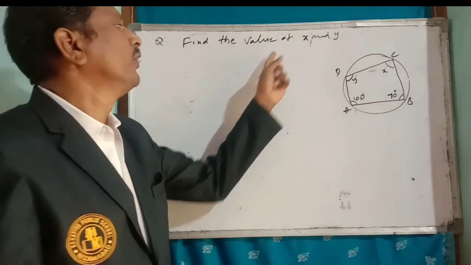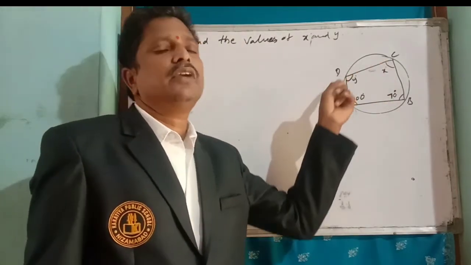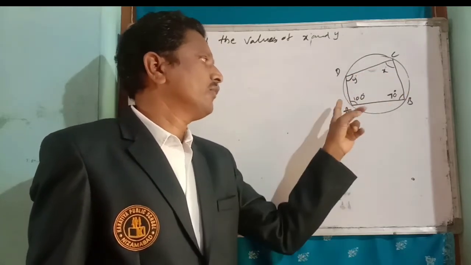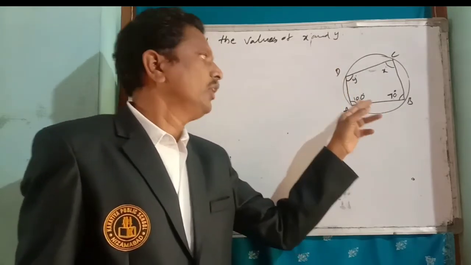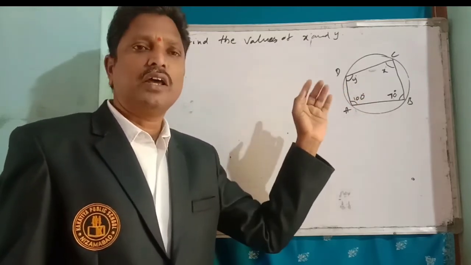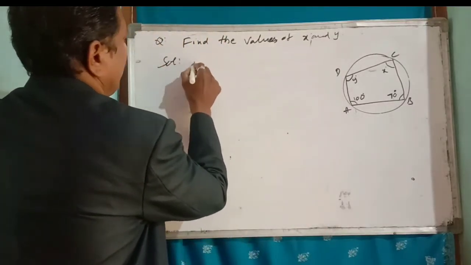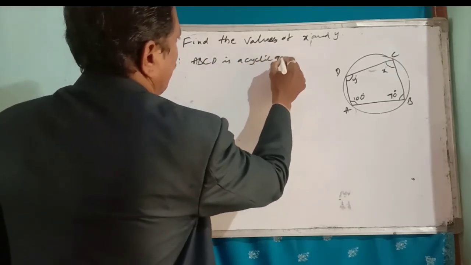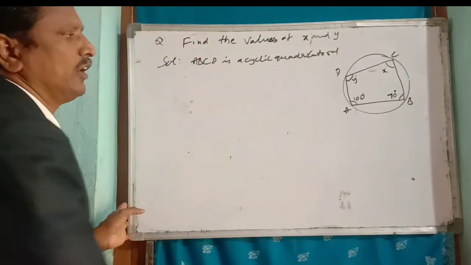Now one more question. Find the values of x and y. See here, ABCD is a cyclic quadrilateral. Why? Because the four vertices of quadrilateral ABCD lie on the same circle. Therefore, ABCD is a cyclic quadrilateral. In a cyclic quadrilateral, opposite angles are supplementary.